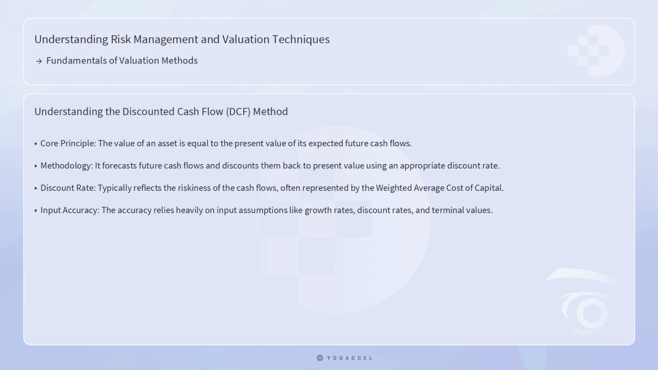The DCF method is widely regarded for its theoretical soundness, as it directly ties the value of an asset to its ability to generate cash flows over time. However, the accuracy of the DCF method heavily relies on the quality of the input assumptions, such as growth rates, discount rates, and terminal values. For instance, the 2008 financial crisis highlighted the challenges of forecasting cash flows and determining appropriate discount rates in an uncertain economic environment.